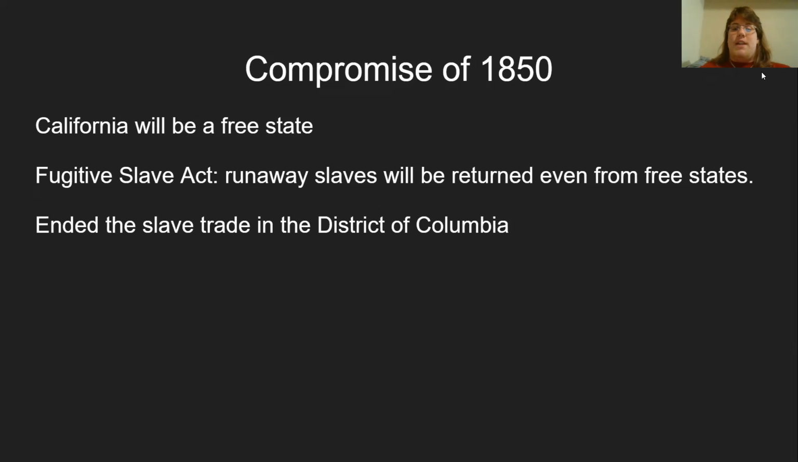Then you had the Compromise of 1850. This allowed California to enter as a free state. And it enacted the Fugitive Slave Act. Any runaway slaves would be returned to their slave owners, no matter where they were caught. And it could be in a free state that they were caught in, and they would still be returned. This also ended the slave trade in the District of Columbia, Washington, D.C.